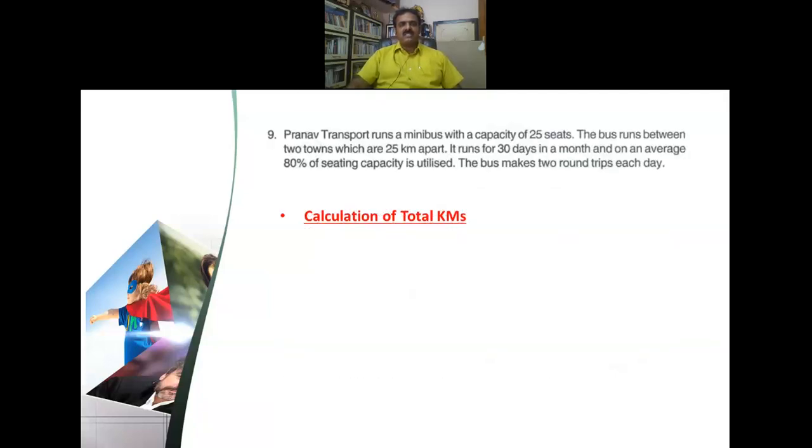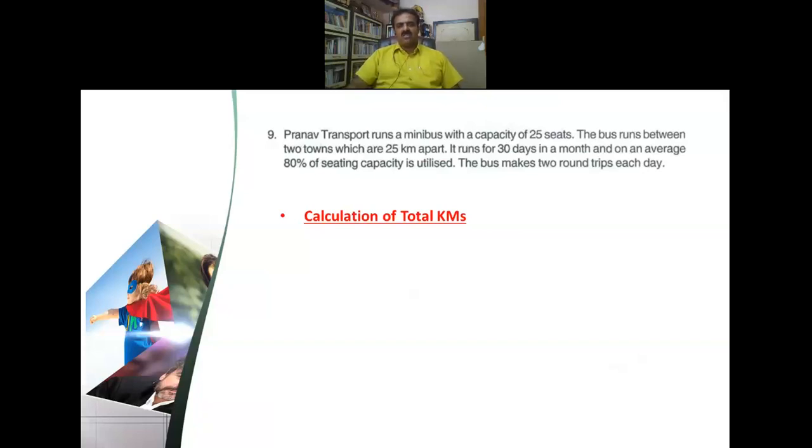First, come to the solution. Before preparation of this operating cost statement, a small working note is to be calculated. We need to know how many kilometers that bus has travelled and how many passenger kilometers. This is the first working note to be calculated. The first step is the calculation of total kilometers. In the question, the bus has a capacity of 25 seats, only one single minibus. It runs between two cities 25 kilometers apart. So 25 into two sides, that is inward and outward, comes to around 50 kilometers.